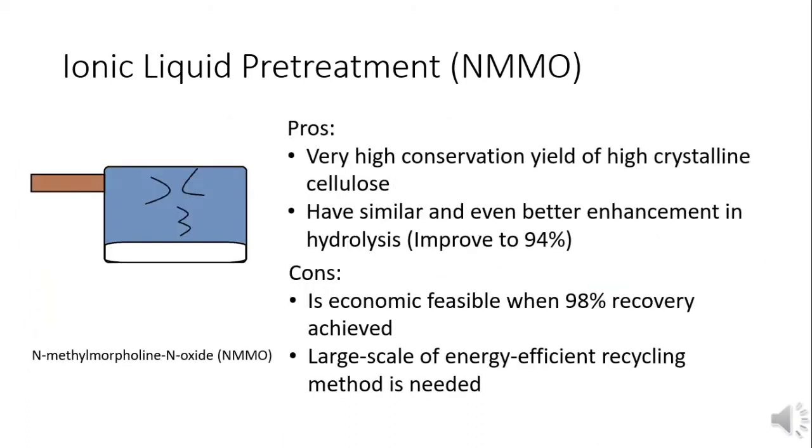As a cellulose solvent, NMMO is able to achieve a very high conservation yield of highly crystallized cellulose. At the same time, it can perform similar and even better enhancement in hydrolysis. However, it is only economically feasible when 98% recovery is achieved, which means a large-scale energy-efficient recycling method is needed.